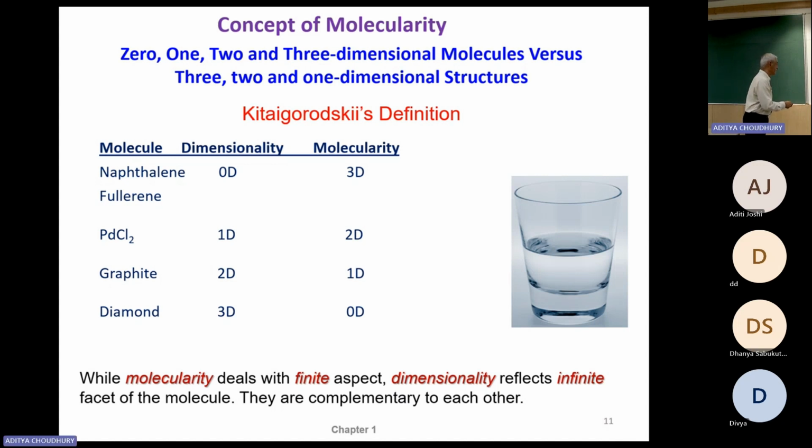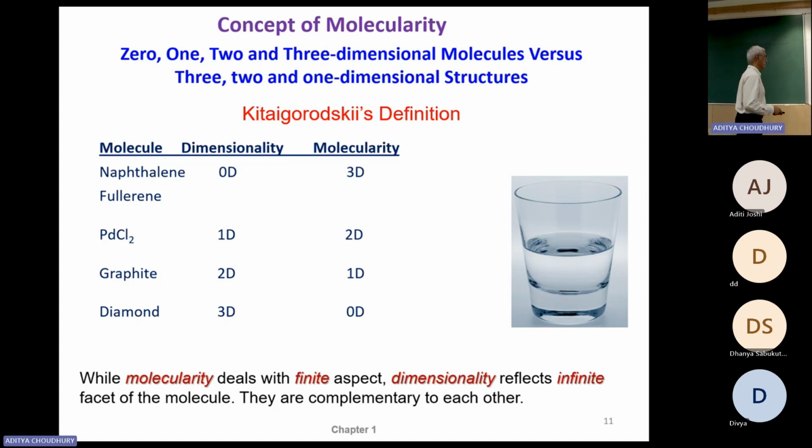Diamond, again, is a three-dimensional structure linked by covalent bonds in all three directions. So it's 3D. But in terms of molecules, you don't see the molecular nature in any of the three directions because it's extended. So it's 0D in terms of molecularity. So this is the correlation Pitagoretsky was trying to mention between molecularity and dimensionality.